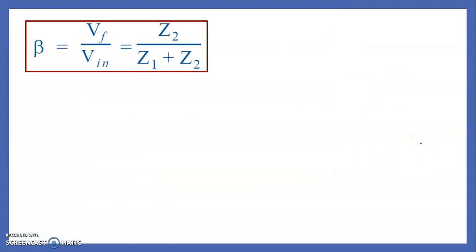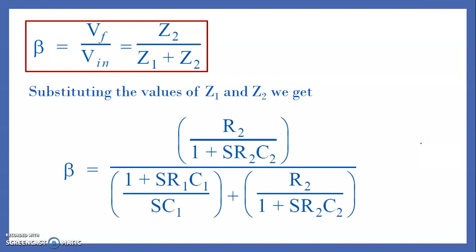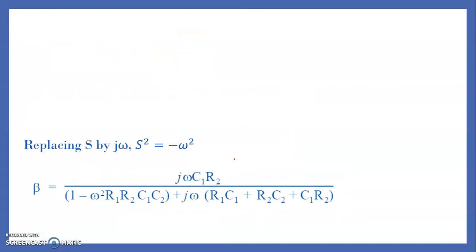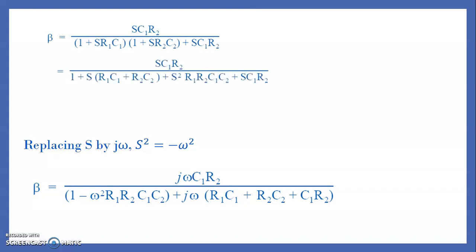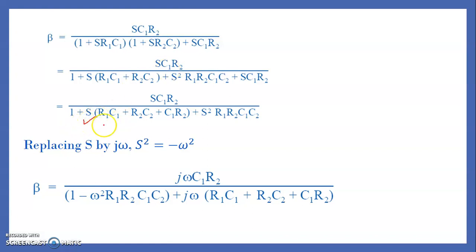We already calculated what Z1 and Z2 are, and we have just substituted them. In terms of the S domain, I have substituted the values of Z1 and Z2. Upon simplification, I have multiplied each and every term, and then we have taken the form 1 plus S square. In that format we have taken it.